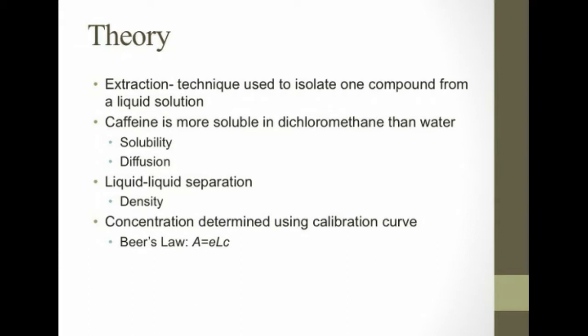Finally, the concentration of caffeine in the dichloromethane solvent is determined by using a calibration curve. The theory behind the calibration curve is Beer's law. In the Beer's law equation, A is the absorbance, E is the molar extinction coefficient, L is the path length, and C is the concentration.